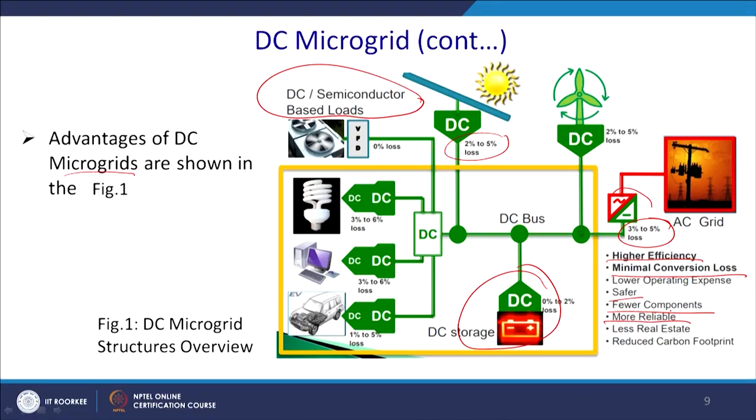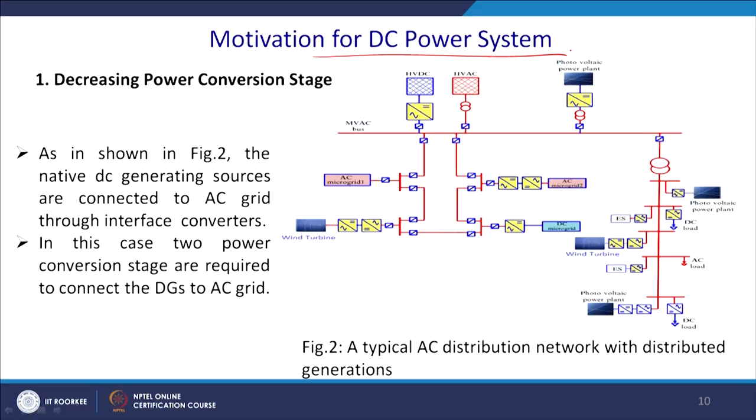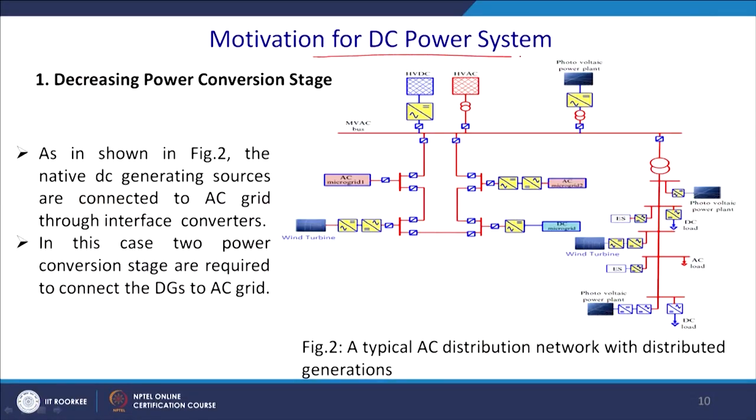essentially these aspects require proof of the resilience of the DC to DC converter. Nowadays, we are putting all this pressure on the DC to DC converter, and our designers can make a more resilient DC to DC converter. For this reason, it can be more reliable. Less real estate space you will occupy, because you do not require a bulky transformer, and reduced carbon footprint, since you can use solar directly. So, these are a few aspects of the DC microgrid, and these are the motivations for the DC power system.